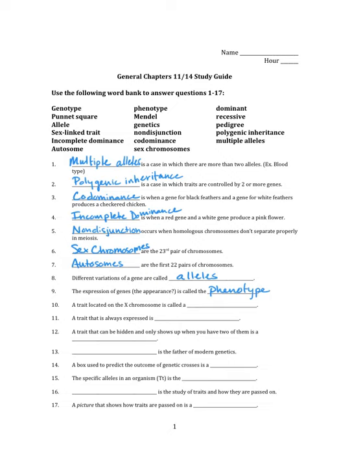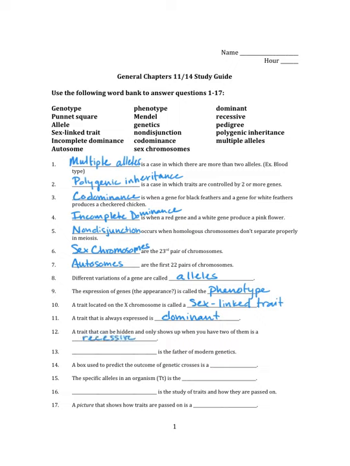Number 10, a trait located on the X chromosome is called a sex-linked trait or an X-linked trait. Number 11, a trait that is always expressed is the dominant trait. And a trait, number 12, that can be hidden and only shows up when you have 2 of them is known as a recessive trait.